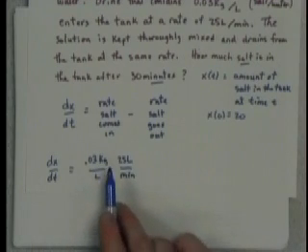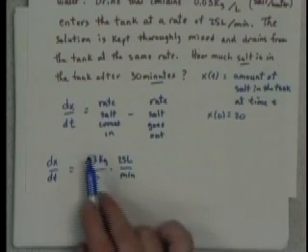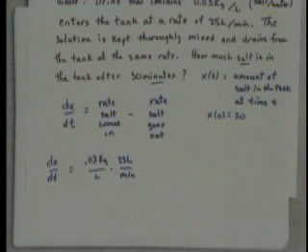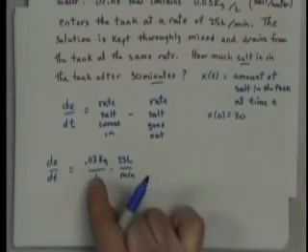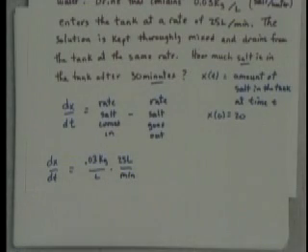Because the brine coming in always has the same amount of salt. Notice how the liters are going to cancel here. I'll get something like 7.5, no, actually 0.75 kilograms per minute. Okay, that's the rate at which it's coming in.